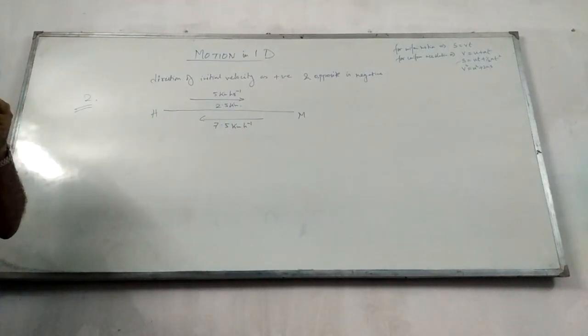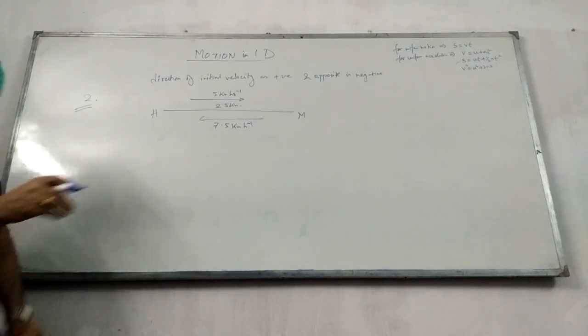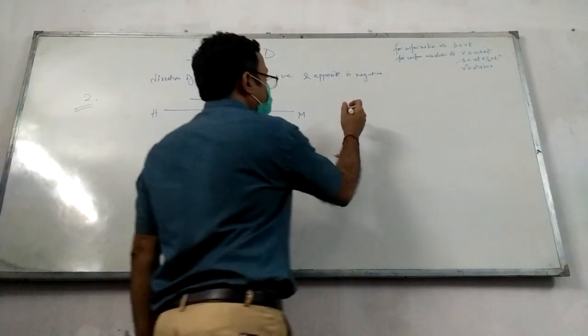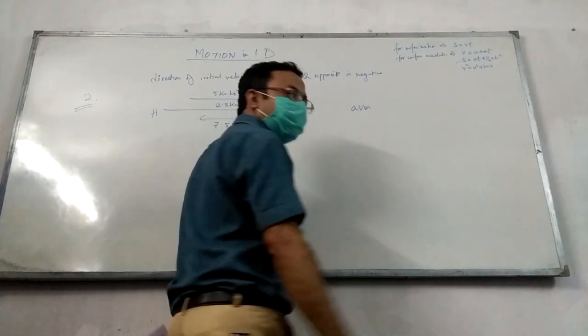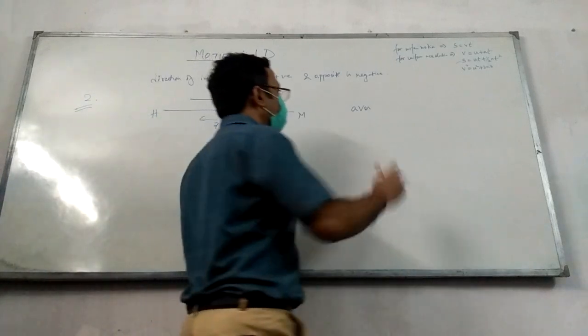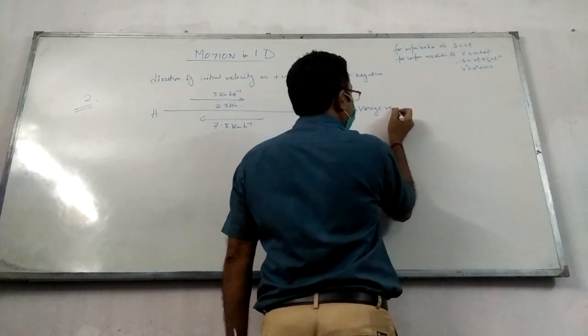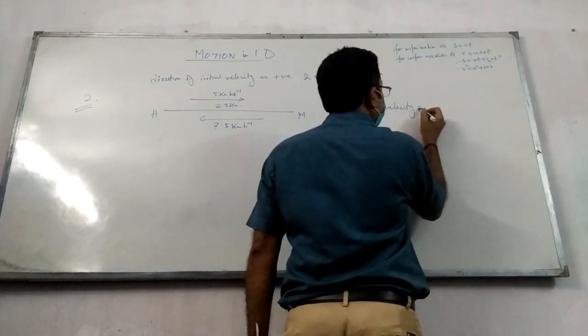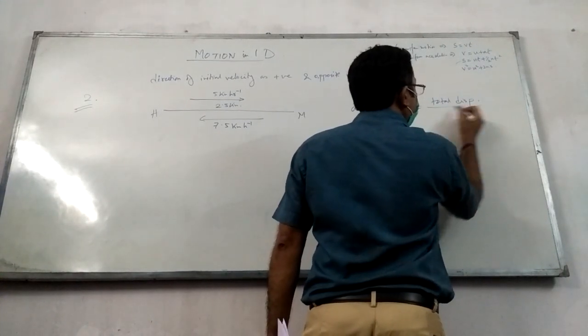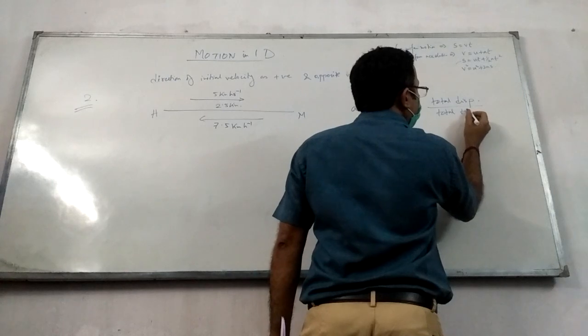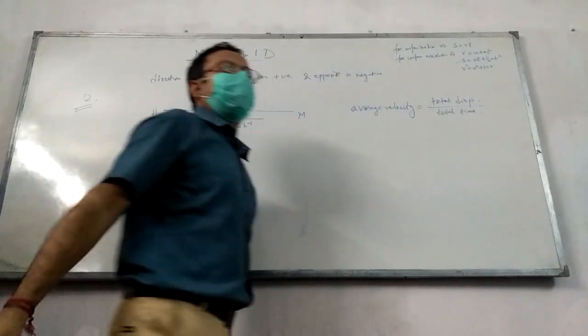What is the magnitude of average velocity? Now, how do you find out average velocity? (u plus v) by 2? No. Is this uniformly accelerated motion? No. So, average velocity has a specific definition. It is always total displacement by total time taken for that displacement.